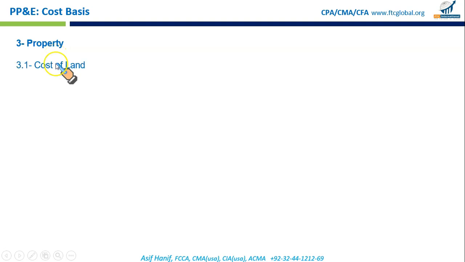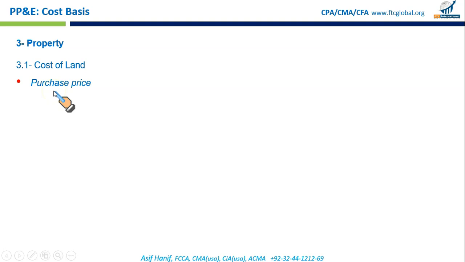Next, we have property, and the first asset under property is cost of land. This is an important topic because land is not simply land. There are many elements of expenses that become part of the cost of the land, right? So what we're going to discuss is certain expenses which are included when calculating the cost of the land, particularly if the land is purchased for constructing a building.